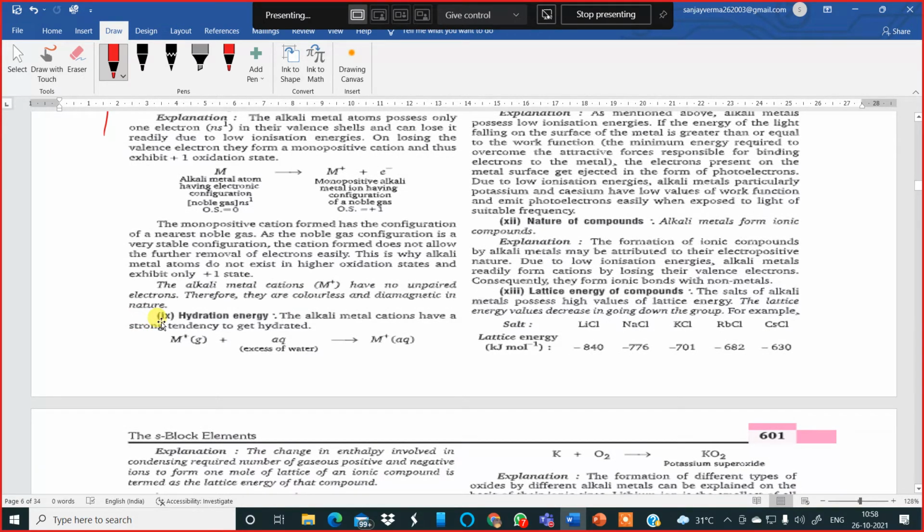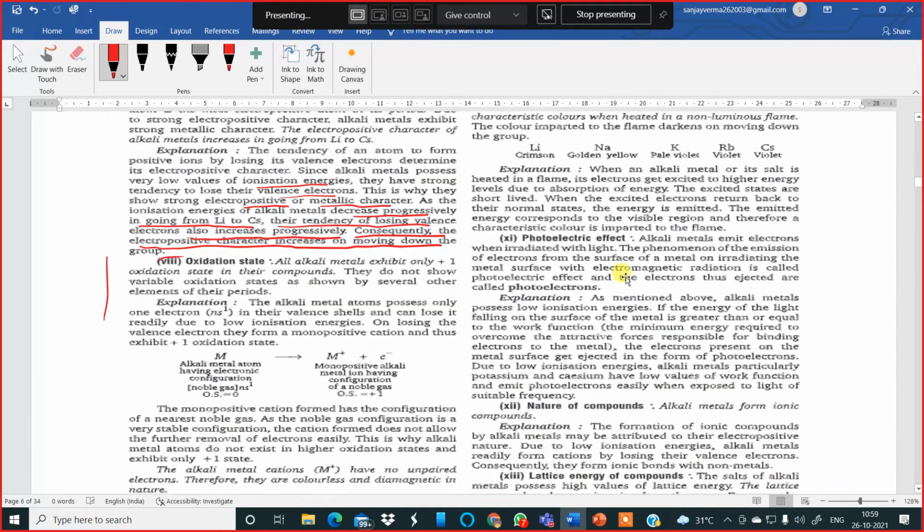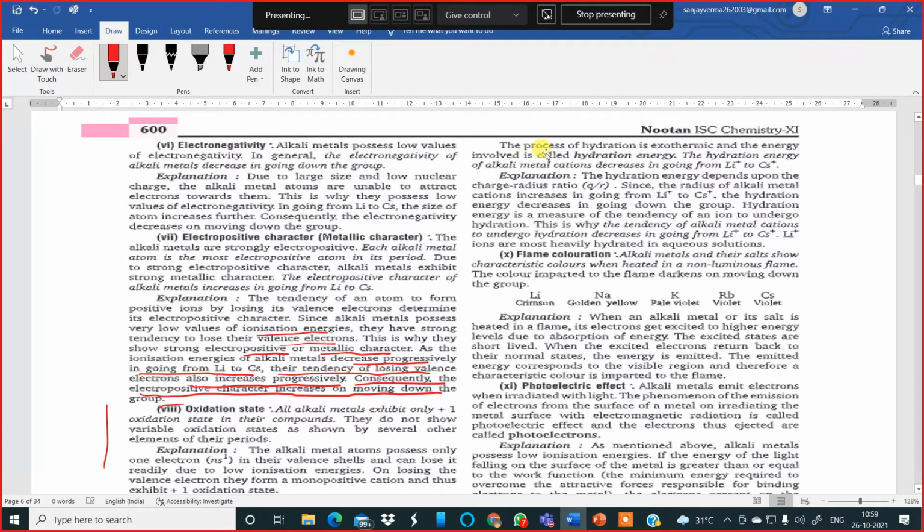Now there's one new term for you all: hydration energy. The amount of energy involved in order to hydrate, to surround a metallic alkali ion, the energy which is given out or absorbed, that is called hydration energy in the presence of water. Remember, alkali metal cations have a very strong tendency to get hydrated. The process of hydration is exothermic. Energy is given out, and the energy involved is called hydration energy.